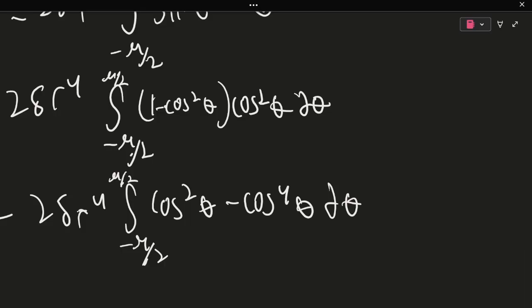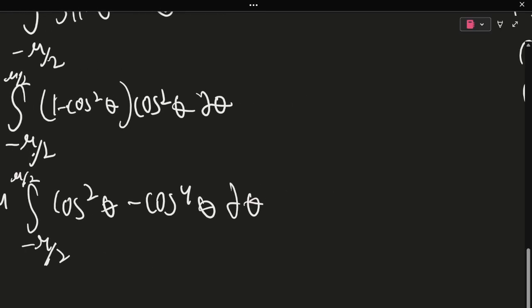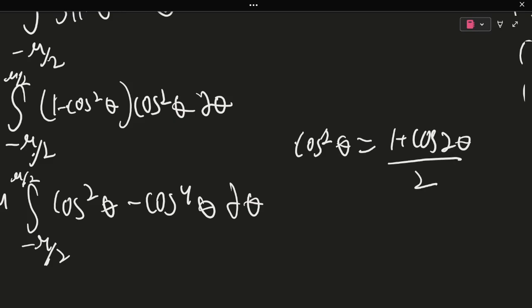And now we're going to use our power reducing formula a couple times. So recall your power reducing formula for cosine. We have cosine squared of theta is equal to 1 plus cosine of 2 theta all over 2.